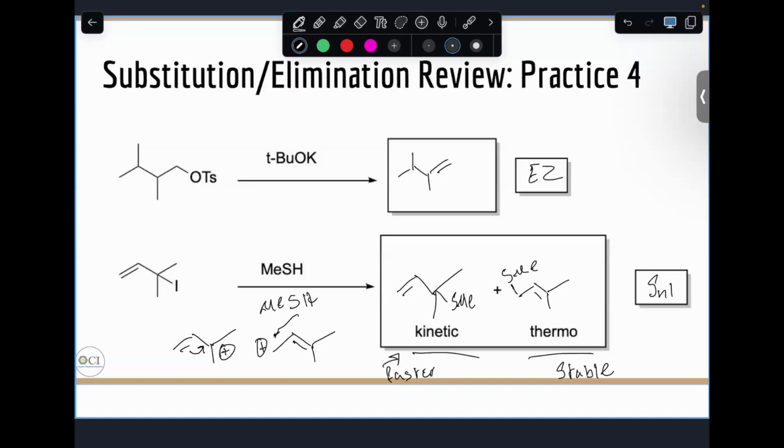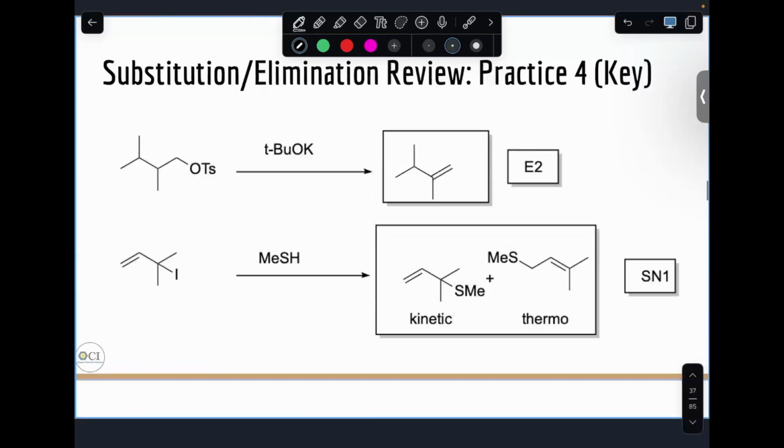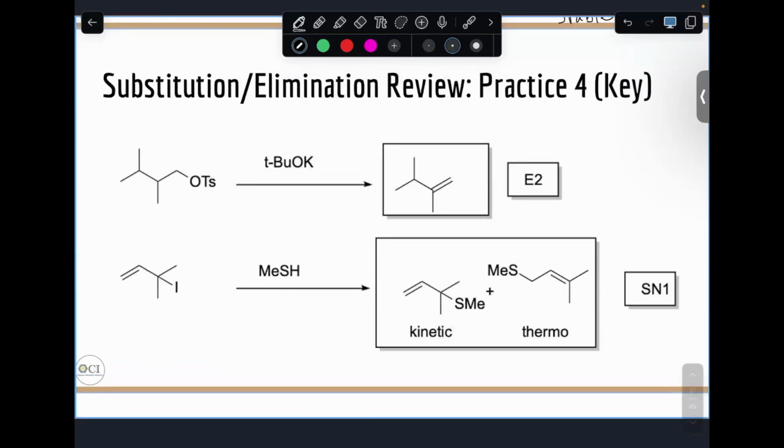What is the group that's attached to that S? That's going to be the methyl and then the sulfur group. Any other questions? All right, let's move on. That's the answer key.